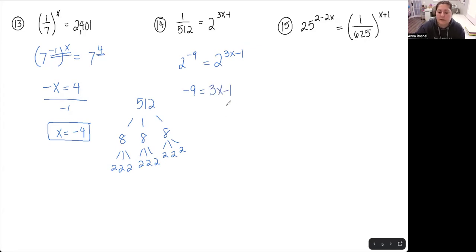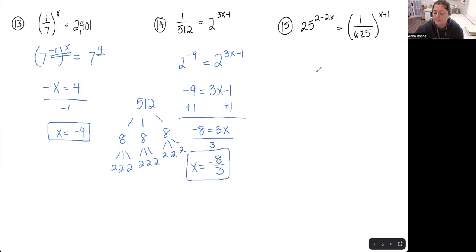equals 3x minus 1, plus 1 on both sides. This is going to be gross, but it's okay. Divide by 3, x equals negative 8 over 3. So disgusting, but oh well.